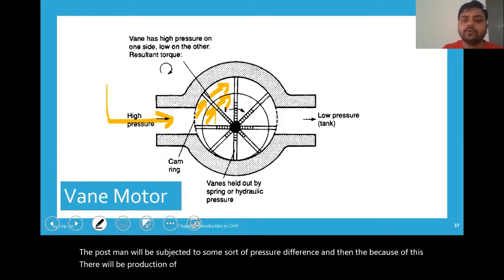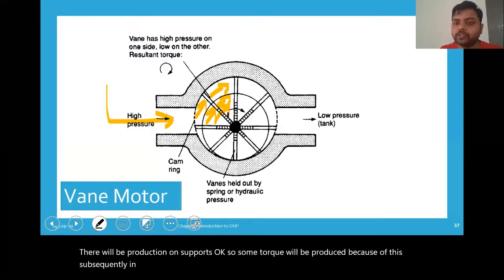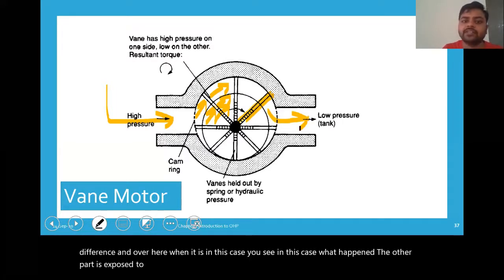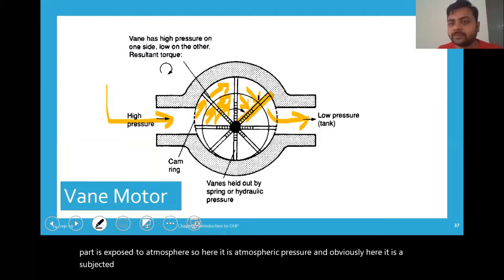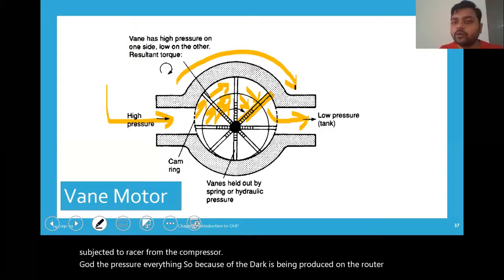Okay, so some torque will be produced because of this. Subsequently, in all the compartments, the torque will be produced because of the pressure difference. And over here, in this case, what happened? The other part is exposed to atmosphere. So here it is atmospheric pressure, and obviously here it is subjected to pressure from the compressor, or the pressure air tank. So because of this, the torque is being produced on the rotor, and we are getting a rotary motion.